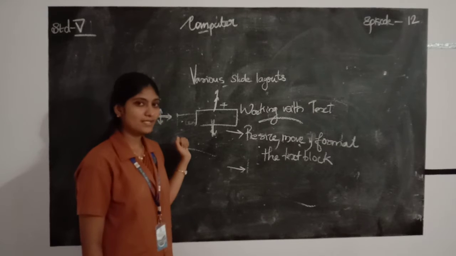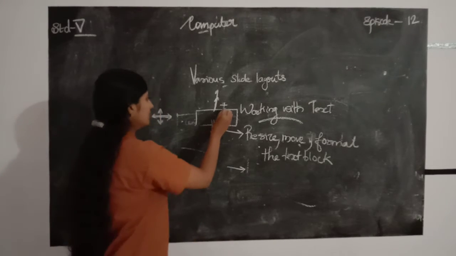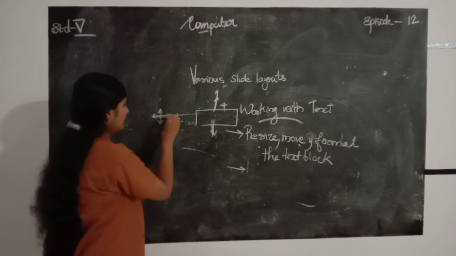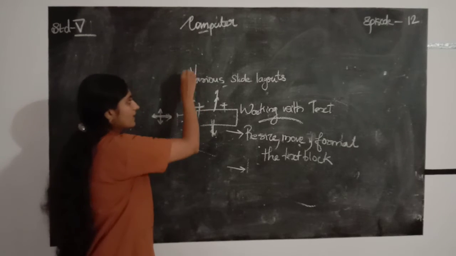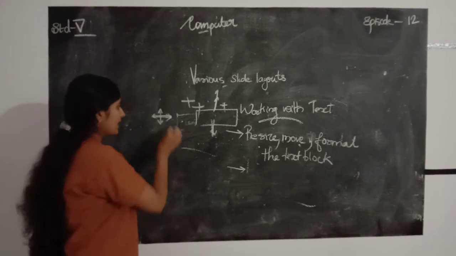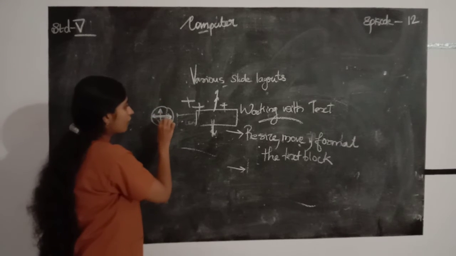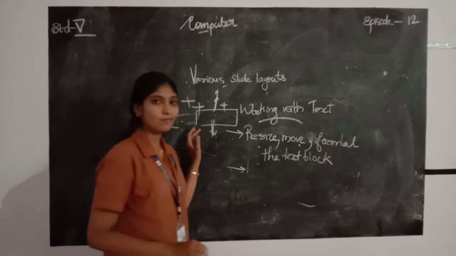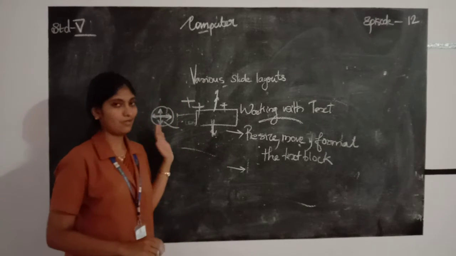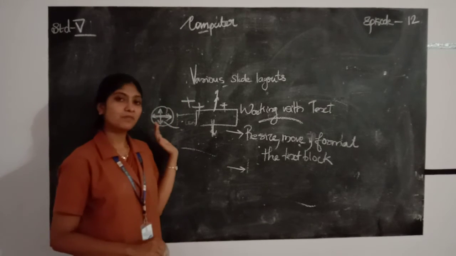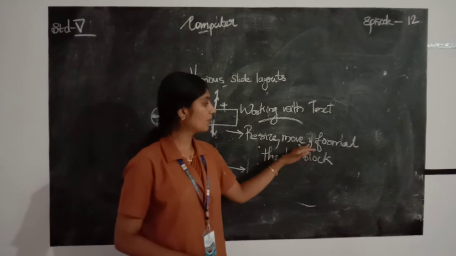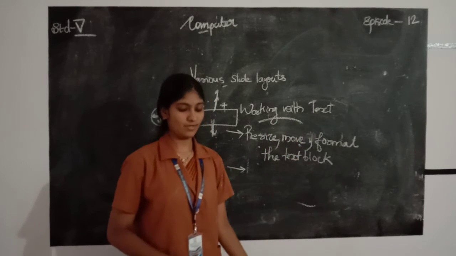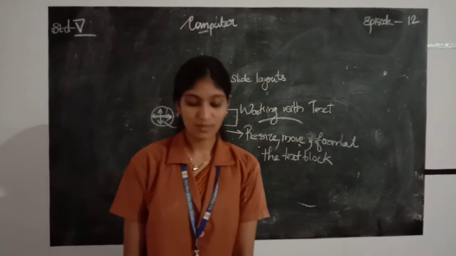Then moving the placeholder means, so this is the symbol for dragging upwards or downwards. Then this is the symbol for moving the placeholder from one position to another position. So that is moving the text block or placeholder. So first click on the text in the placeholder.